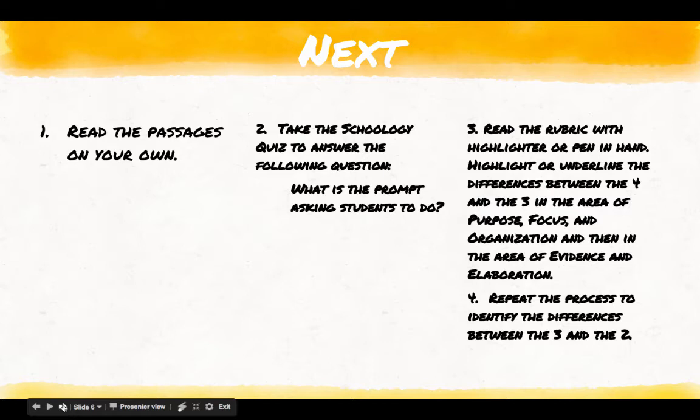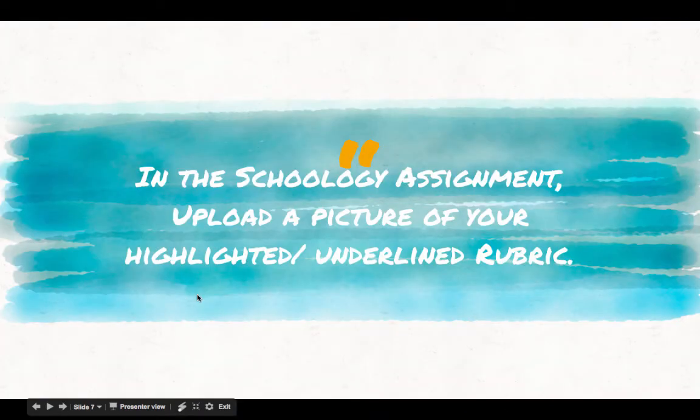From there, you're going to read the rubric with a highlighter or a pen in hand. Highlight or underline the differences between the 4 and the 3 in the area of purpose, focus, and organization, and then in the area of evidence and elaboration. Finally, you're going to repeat the process to identify the differences between the 3 and the 2. In the Schoology assignment, upload a picture of your highlighted and underlined rubric.